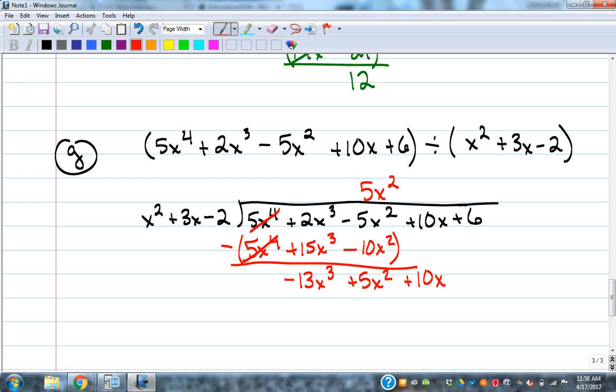Then I look at it and say, okay, what times x squared gets me negative 13x to the 3rd? Well, it'd be a negative 13 for the number part. How many x's do I need? I need one more, right? I've got squared on the outside, so I need one more to make it cubed. And then distribute. And then positive 26x. I'm just doing this to get this blue line right here. I'm just distributing negative 13x to this stuff.